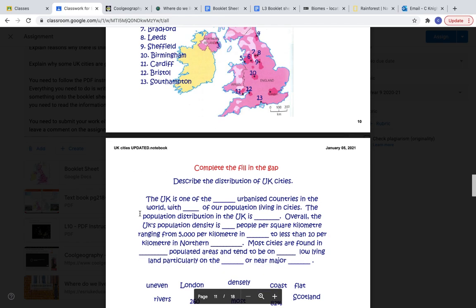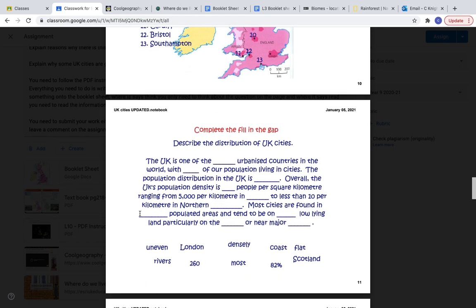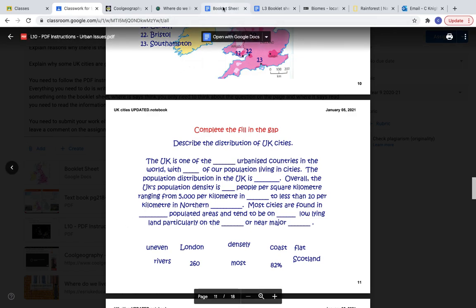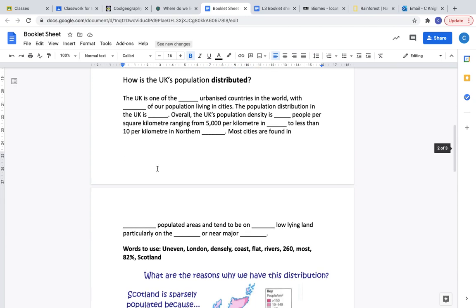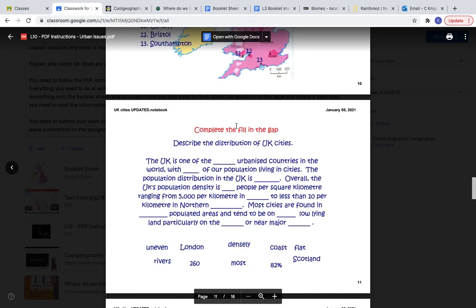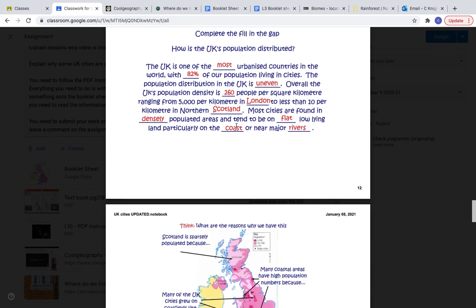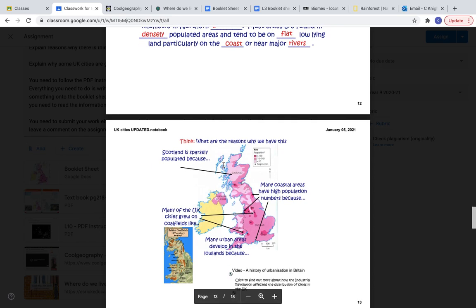So our next activity is going to be completing a word fill. So we also have this on the booklet sheet as well. So we'd go onto the booklet sheet and we're looking here. So how was the UK's population distributed? You're going to fill in this word fill using this word bank, which is below in bold. And then once you've done that, go back to the PDF, check your answers, write in any that you didn't get, and move on to the next activity.